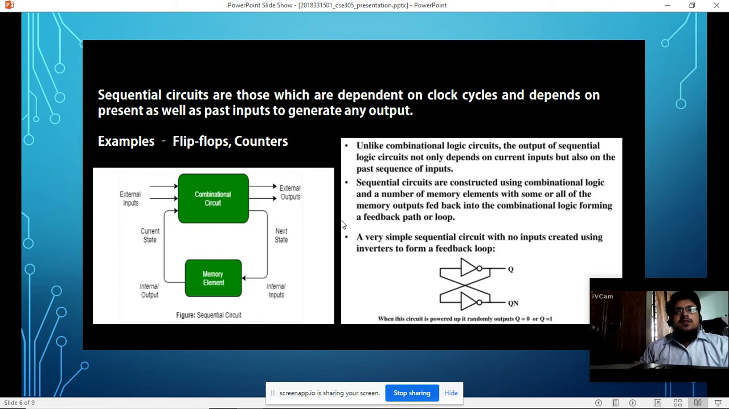And these are the characteristics of sequential circuits. Unlike the combinational logic circuit that I mentioned, you can see the output of sequential logic circuits depends not only on current inputs but also on the past sequence of inputs. Sequential circuits are constructed using combinational logic and a number of memory elements, with some or all of the memory outputs fed back into the combinational logic, forming a feedback path or loop. A very simple sequential circuit with no inputs can be created using inverters to form a feedback loop. So I have added a circuit diagram there.